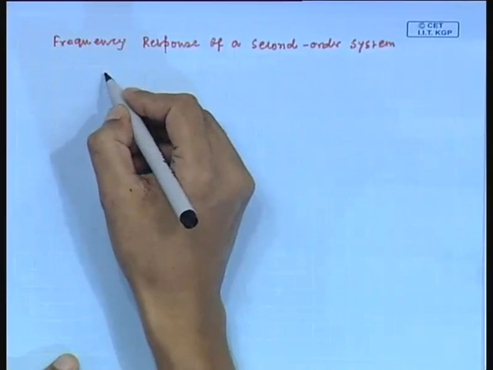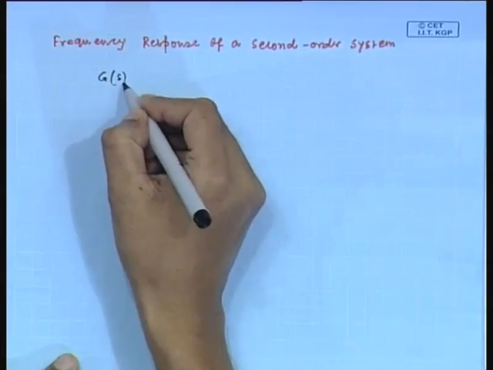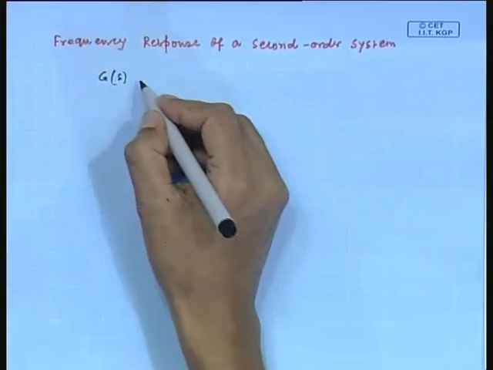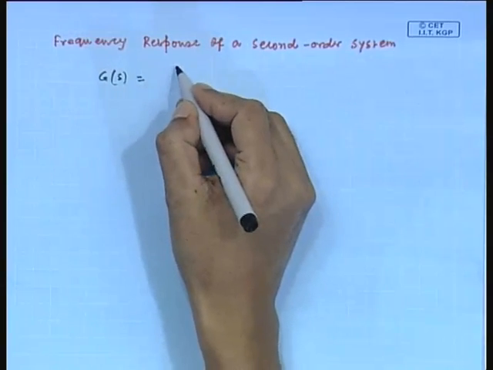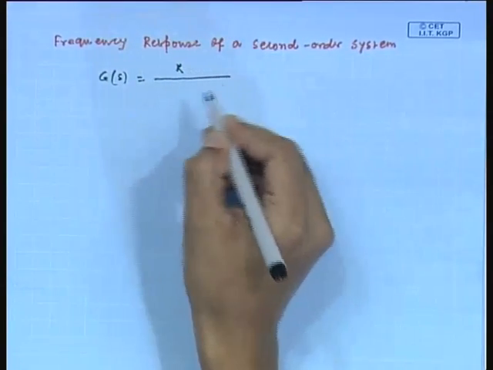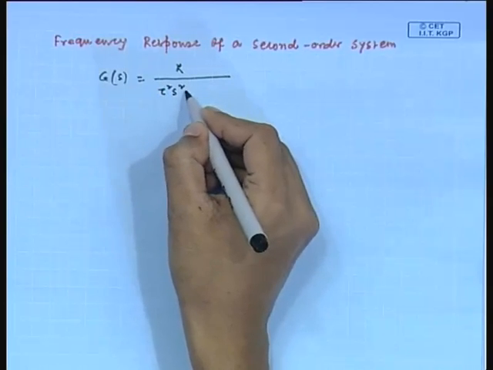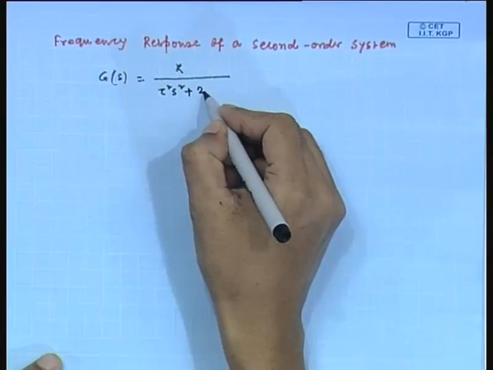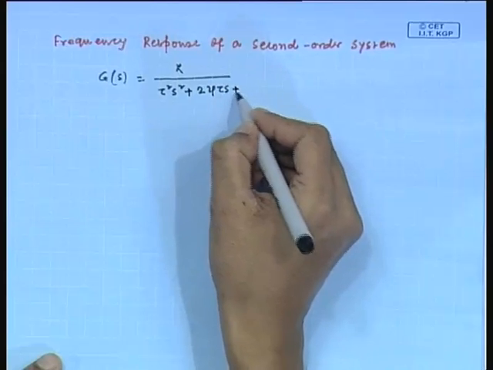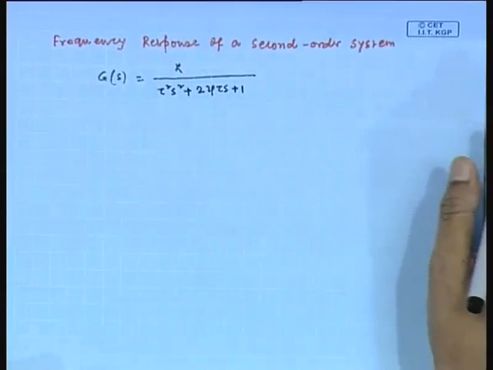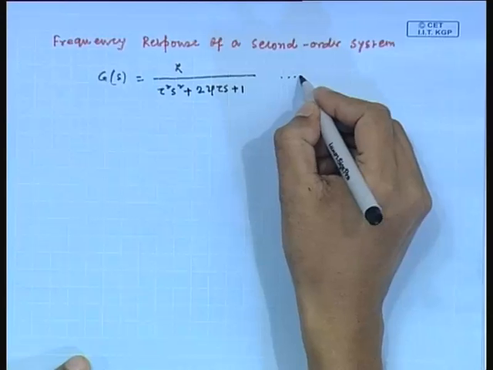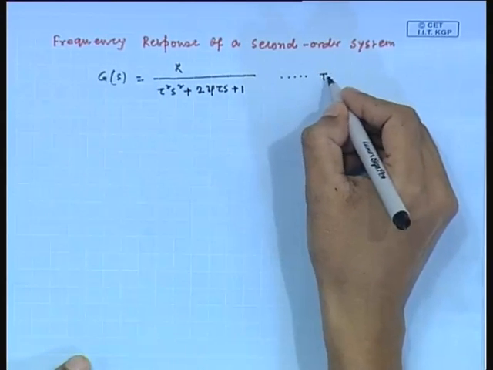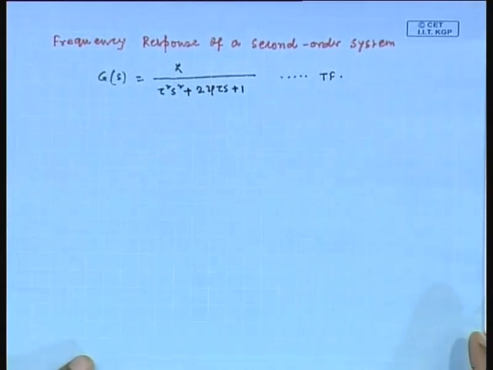Fine. So, the transfer function of a second order system in general form can be written as k divided by tau square s square plus 2 zeta tau s plus 1. This is the transfer function of a second order system in general form.